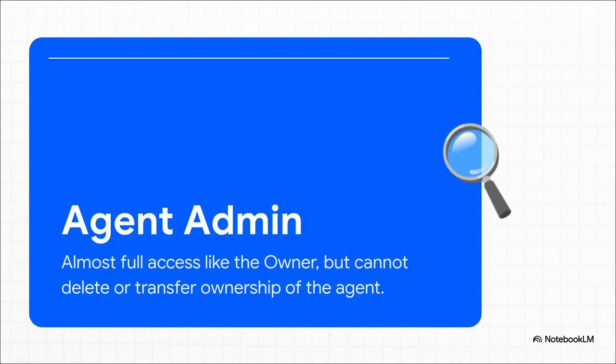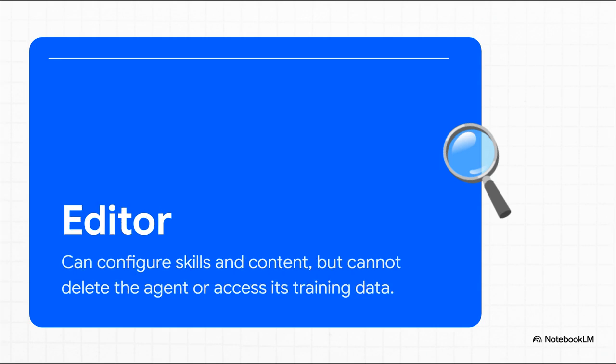And following that same logic, you've got the agent admin. This is the agent's trusted second in command. They can handle all the day-to-day stuff, like managing training and tweaking settings. But those major strategic moves, like deleting the agent or giving it away to someone else, nope, that power stays with the owner.